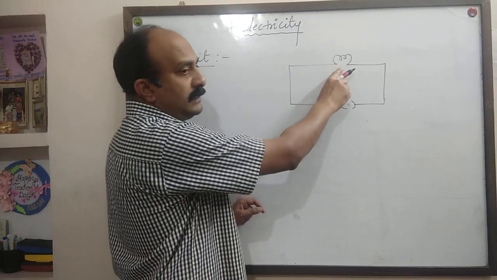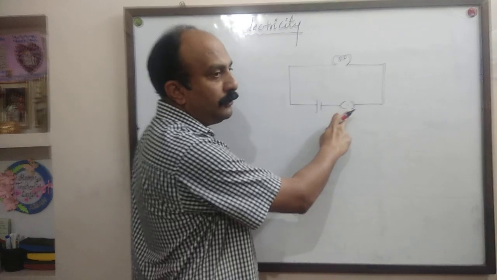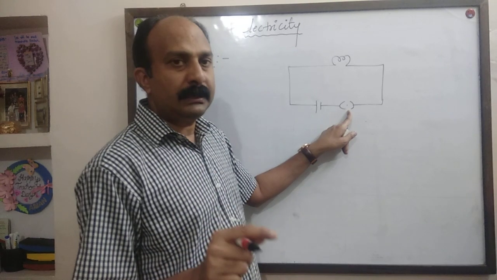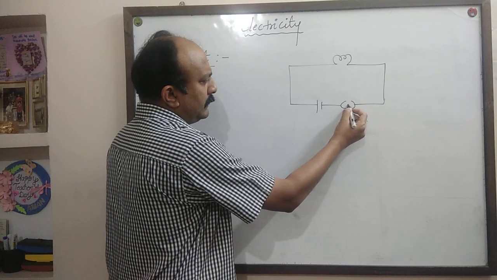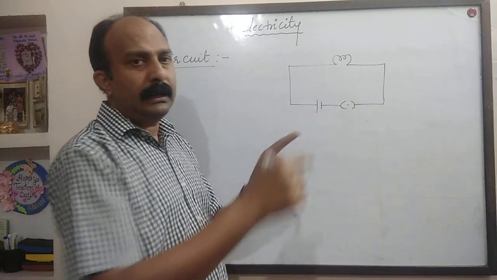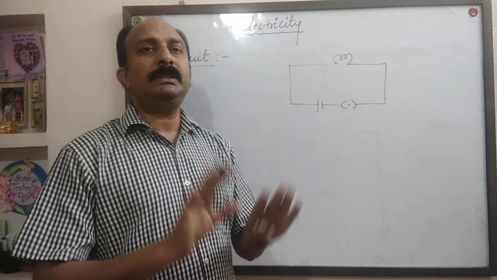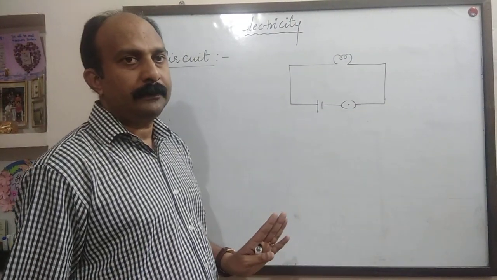And this is the symbol used for an electric bulb. This is the symbol used for a plug key or switch. And you must see, if there is a point at the middle, it means closed key. Closed key means the switch is on. Then only electric current will be flowing in the circuit.